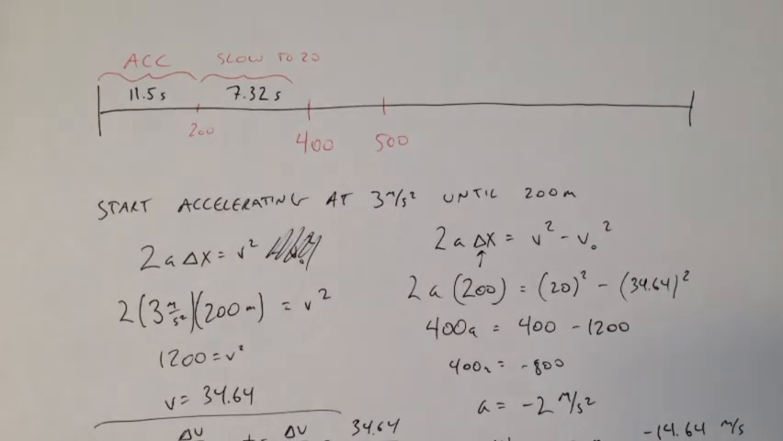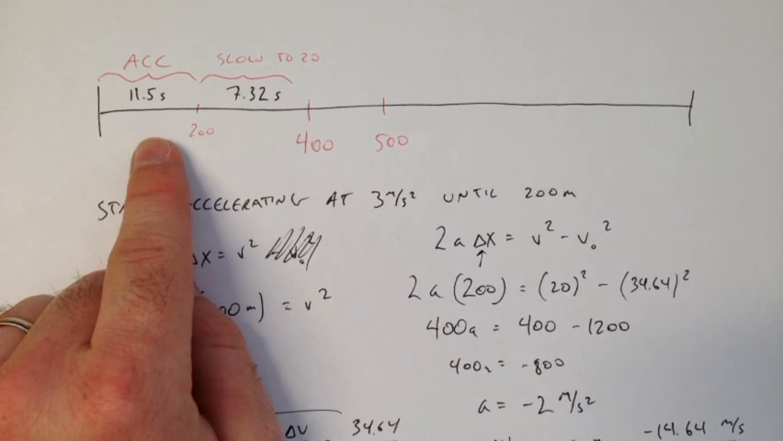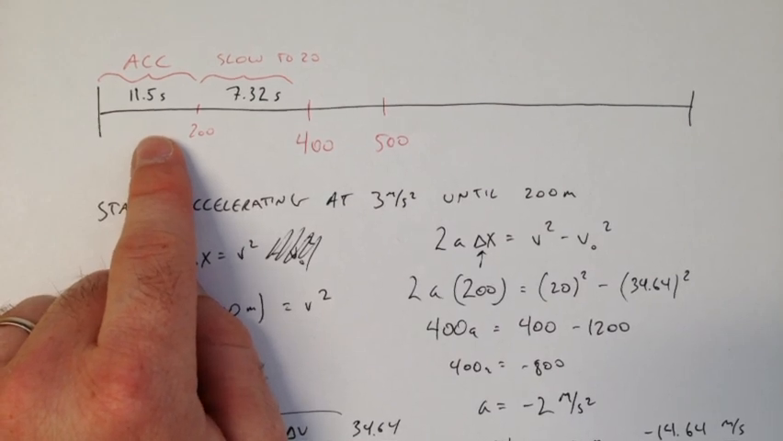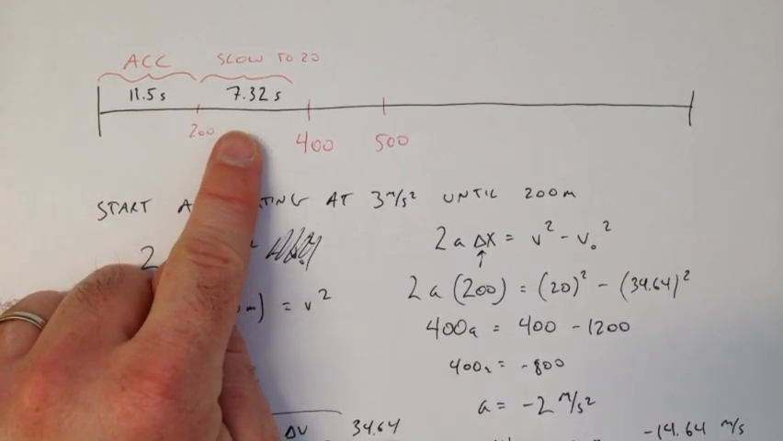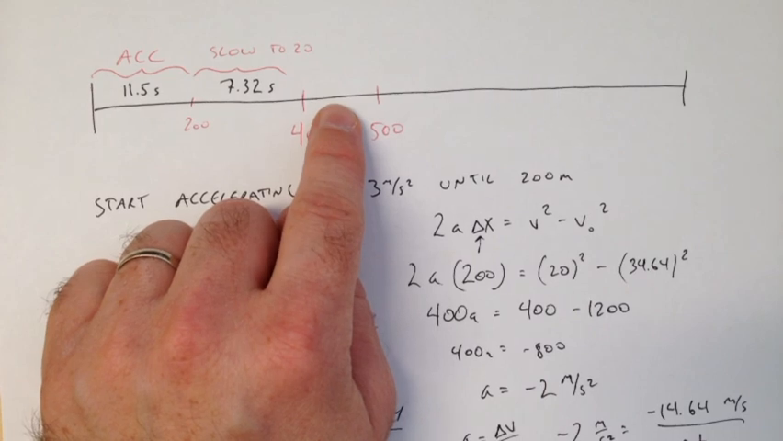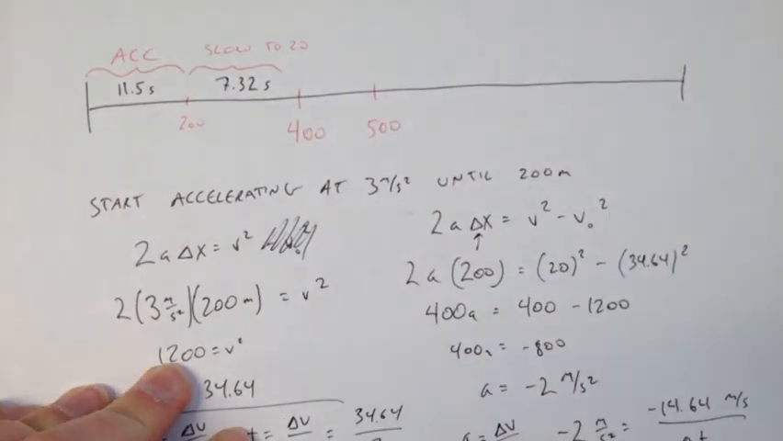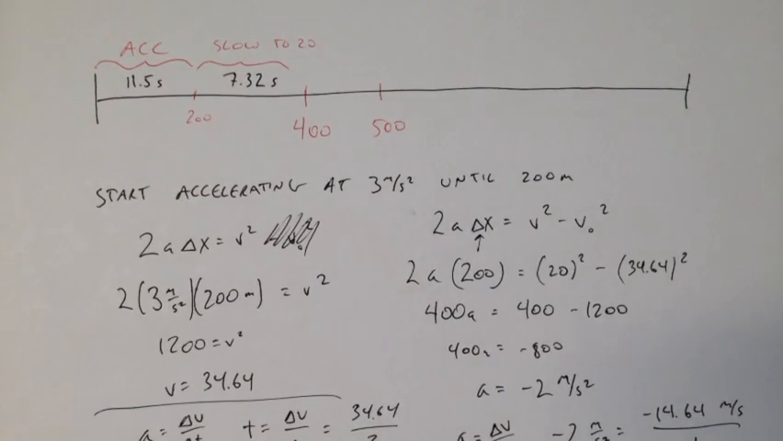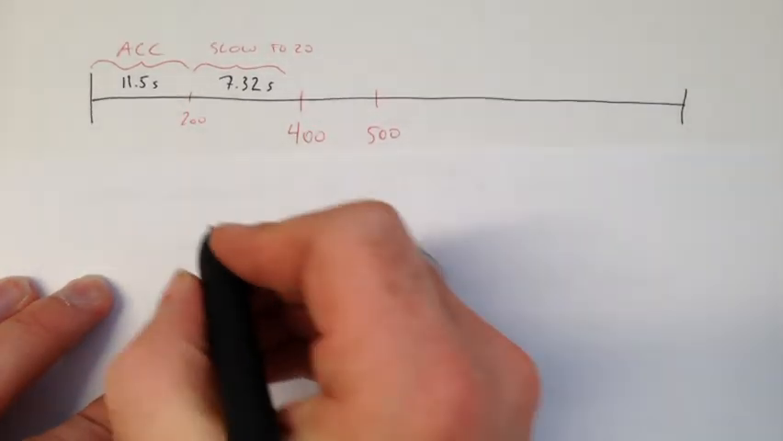So we are clear. I accelerated as fast as I could for 200 meters. I got there in 11.5 seconds. I had to slow down to the speed limit. I was able to do that in 7.32 seconds. Now I'm going 20 meters per second through here. That one is going to be the easy one. 20 meters per second. I think I'm going to put up another piece of paper here. 20 meters per second right there.